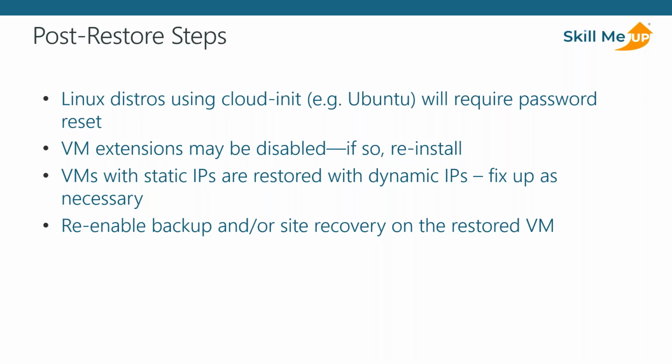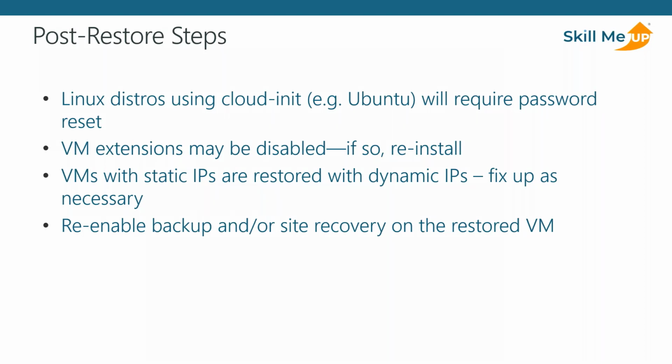If your VM had a static IP, it's probably going to be restored with a dynamic IP just to avoid IP conflicts. So you'll have to fix that up. And the restored VM may have Azure Site Recovery or Azure Backup running on it, and those get disabled. So you may have to go in and re-enable Azure Backup or Azure Site Recovery on the restored machine. So there's a few things that you'll want to fix up and check at the end of this, once the VM is up and running. So don't forget to do your housekeeping there.